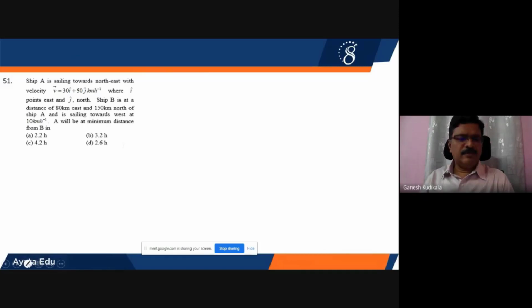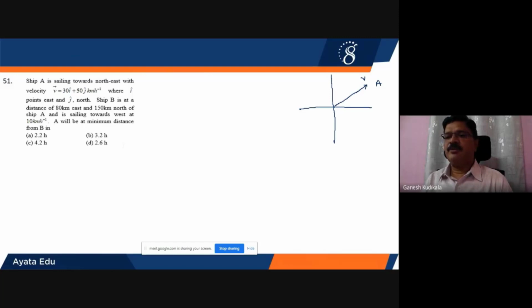Now in this one, first let us write down the coordinates of the position of the two ships. Ship A is now sailing in the northeast direction with a velocity vector v we know. So that velocity vector is actually 30i plus 50j. Now the displacement of this ship, or position vector from the origin, can be given by, let us say, RA.